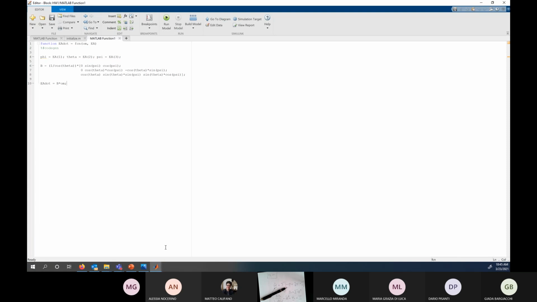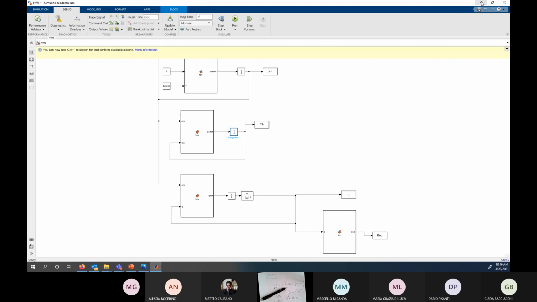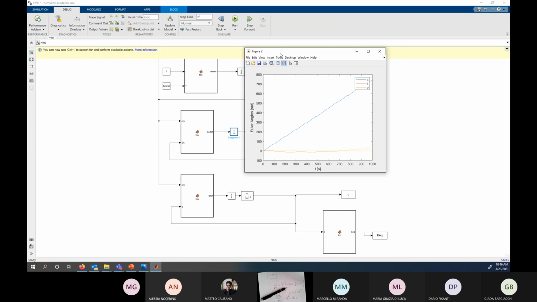Let me see if I can show you that file. Initialize, I don't know what they were, right here, 0, 0, 0, just 0 initial Euler angles. And let me see if I can find the plot. Of course, it's a bunch of plots that I mixed up. Okay, this is what I get for Euler angles.